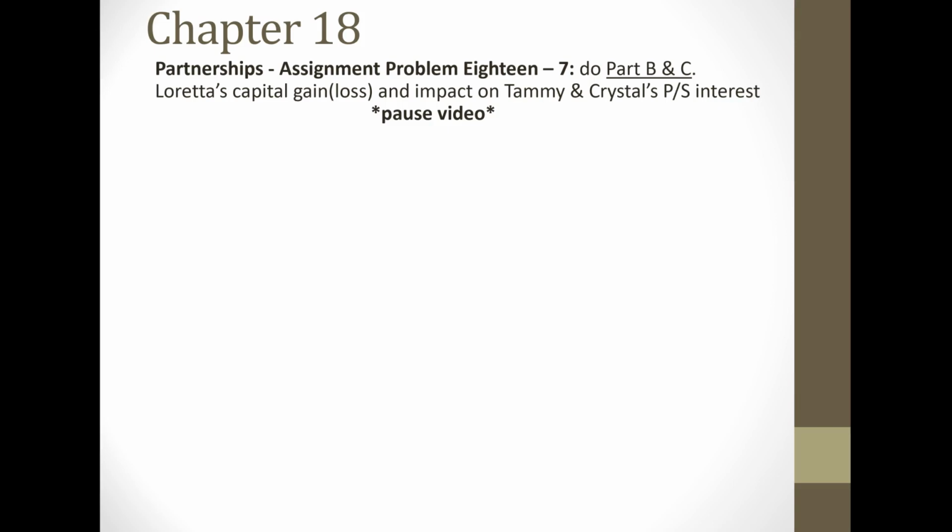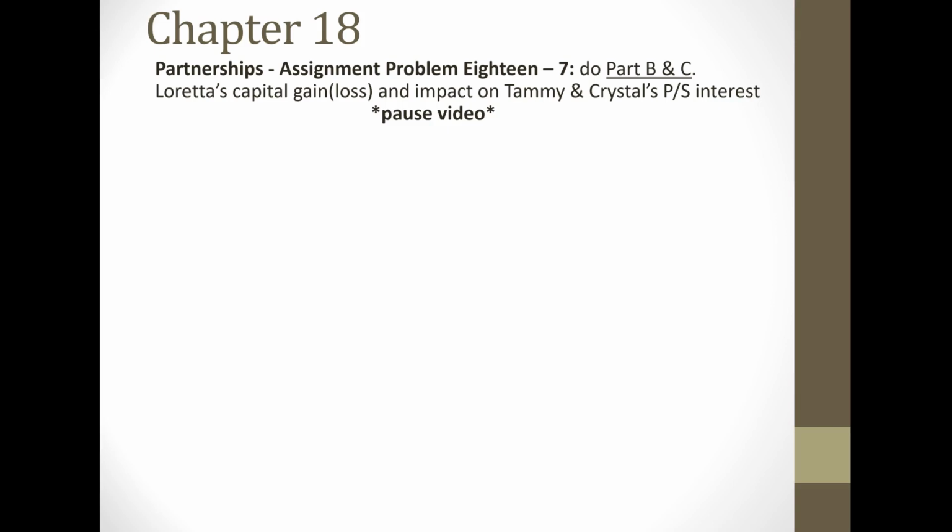Now, moving on to the next slide, we're now going to look at part B and part C of the problem. Now, in this part of the question, we want to figure out first, what is Loretta's capital gain or loss when she withdraws from the partnership. So when she withdraws from the partnership, she will be disposing of her partnership interest. So we have to take the proceeds of disposition minus the adjusted cost base minus any selling cost, and that's going to be her capital gain or capital loss. 50% of that will be taxable or allowable.